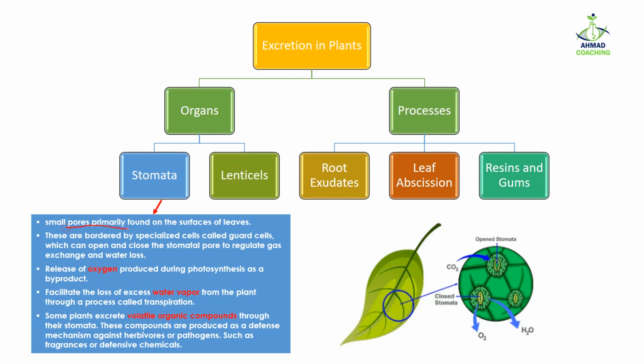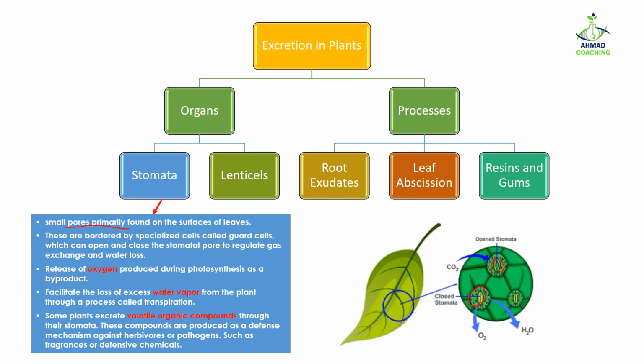Stomata are small pores which are primarily found on the surface of the leaves. Normally they are found on the lower surface of the leaves. Here you can see these small pores, bordered by the guard cells, which are bean-like structures. The purpose of guard cells is to control the opening and closing of stomata, to regulate gas exchange as well as water loss. So how are stomata involved in the process of excretion?